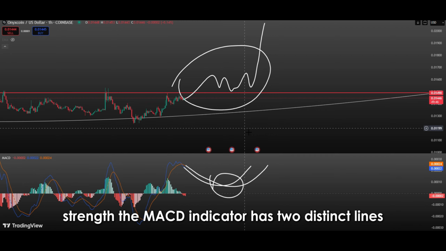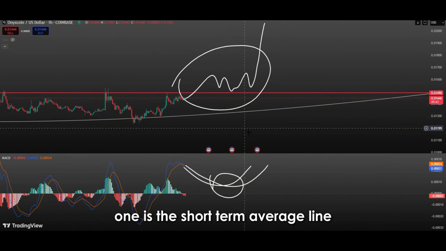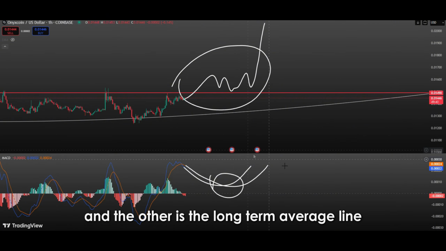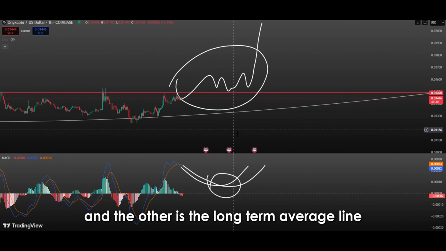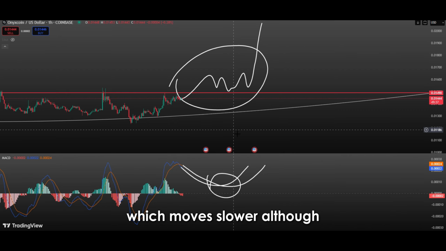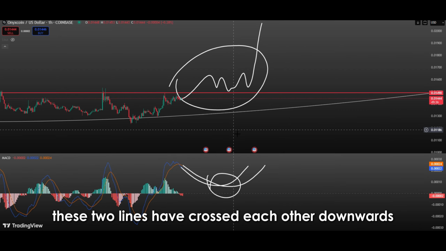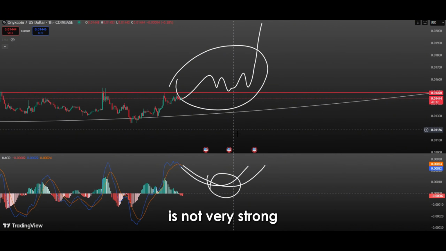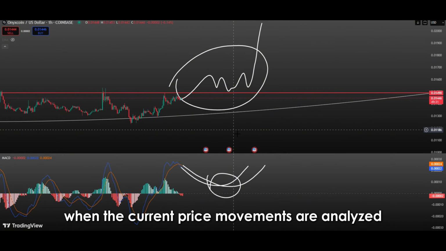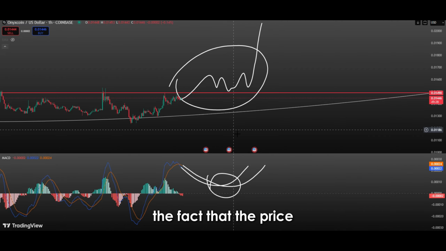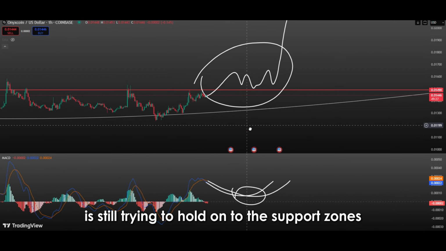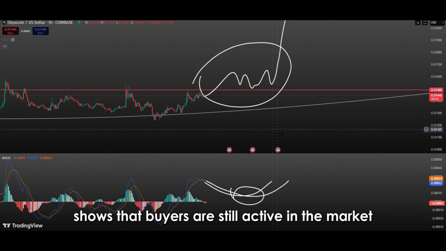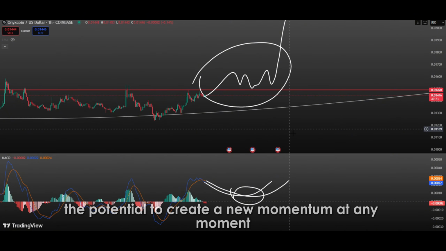The MACD indicator has two distinct lines. One is the short-term average line, which reacts faster, and the other is the long-term average line, which moves slower. Although these two lines have crossed each other downwards, it is understood that the permanence of this intersection is not very strong when the current price movements are analyzed. The fact that the price is still trying to hold on to the support zones shows that buyers are still active in the market and that there is the potential to create a new momentum at any moment.